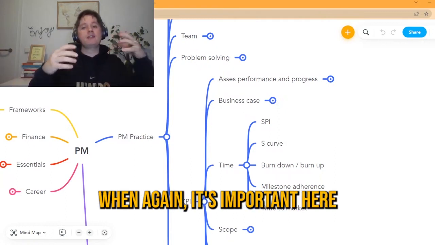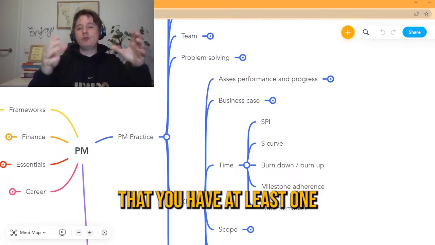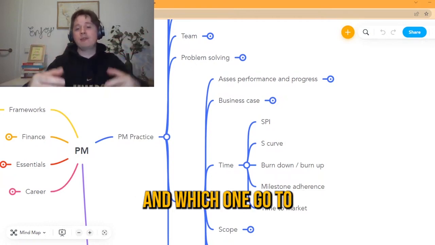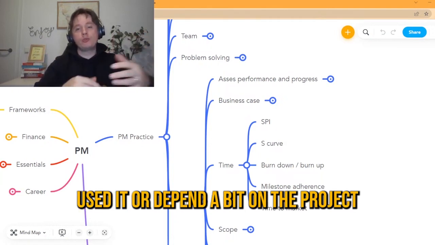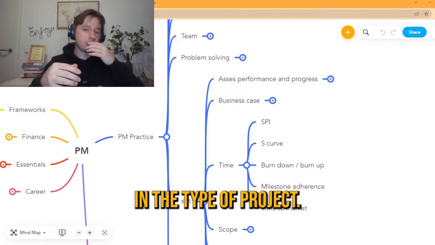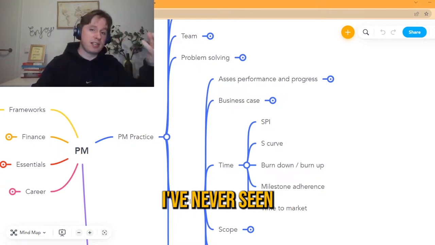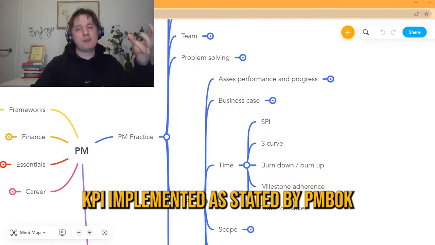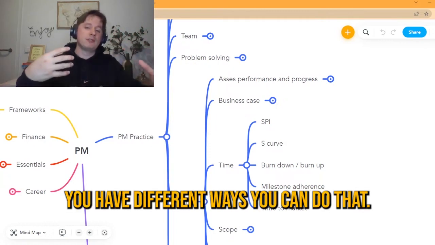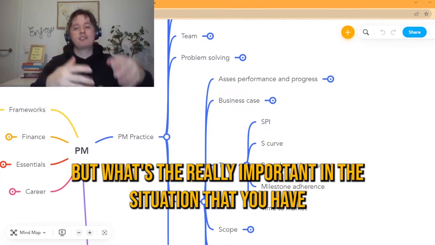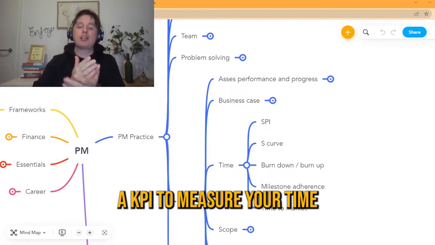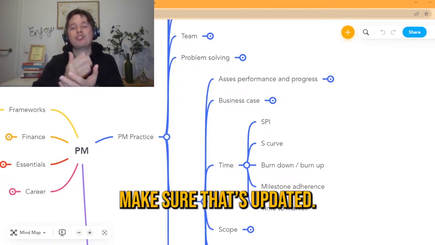But again, it's important that you have at least one time KPI for your project, and which one you are going to use will depend a bit on the type of project you are going to work on. I've never seen in practice an SPI KPI implemented as stated by PMBOK, because in reality you have different ways you can do that. But what's really important in this situation is that you have a KPI to measure your time, you use it, and you make sure it's updated.